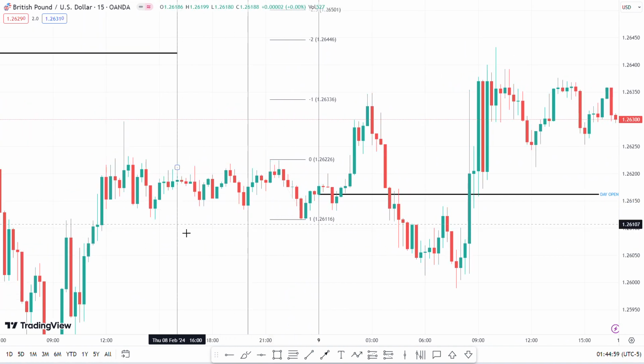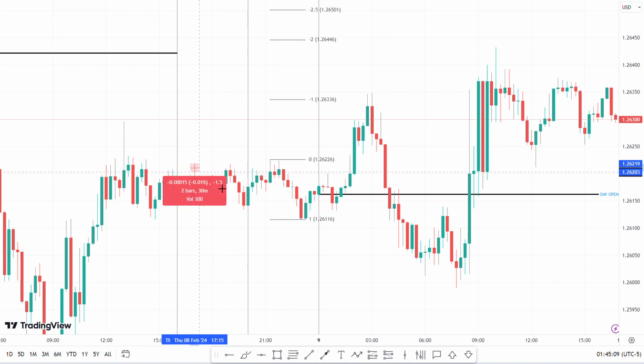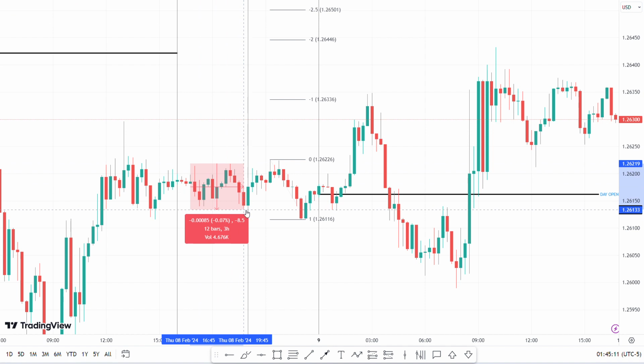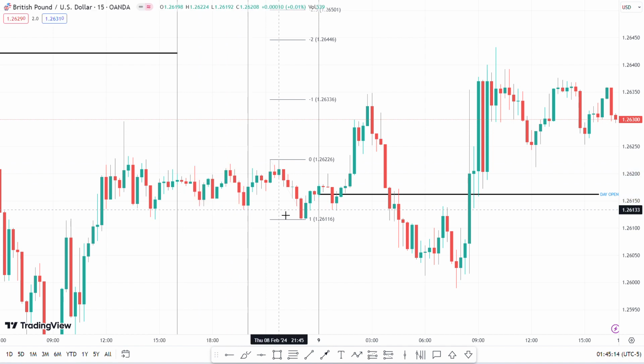Usually I'd use the 4 p.m. to 8 p.m., but this range just looks too small. Let's actually check the range size. Highest high, lowest low, 8.5 pips. Yeah, the range is too small, so I'm using the whole 4 p.m. to midnight range.